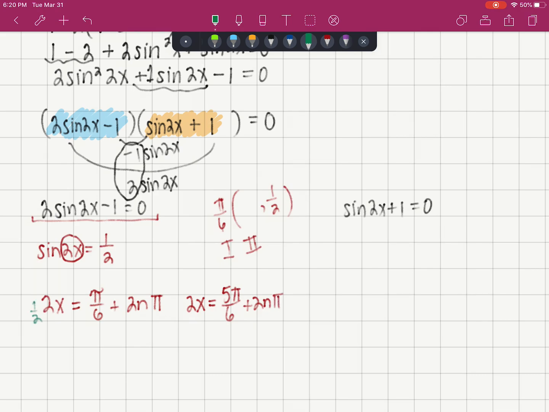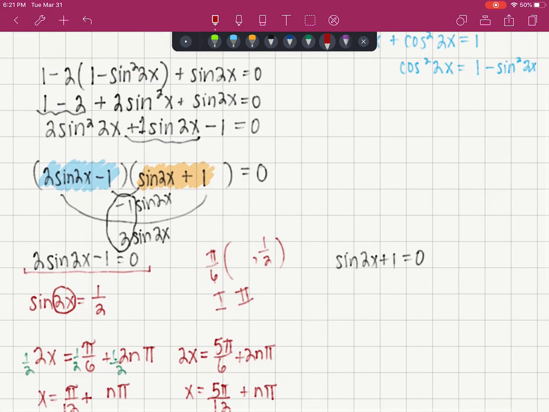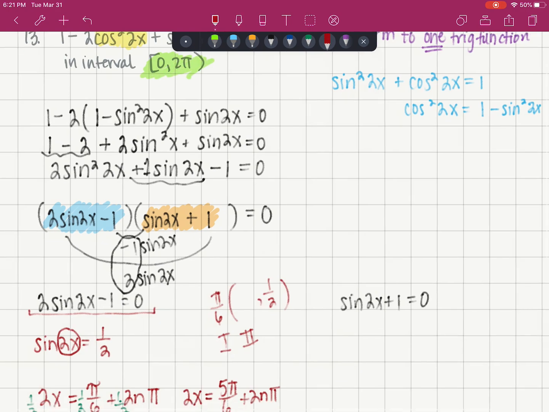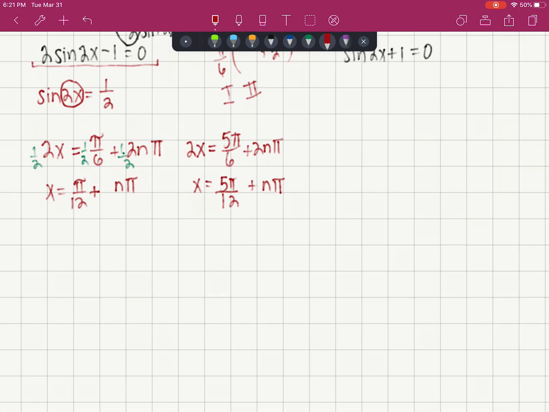We're going to multiply everything by 1/2. So multiply by 1/2, multiply by 1/2, and that's going to give us x equals pi over 12 plus n pi. The next one we multiply by 1/2, and we get x equals 5 pi over 12 plus n pi. And now because we needed to solve in the interval, I'm going to go way back up here. This is in the interval 0 to 2 pi. We need to substitute values in for n.